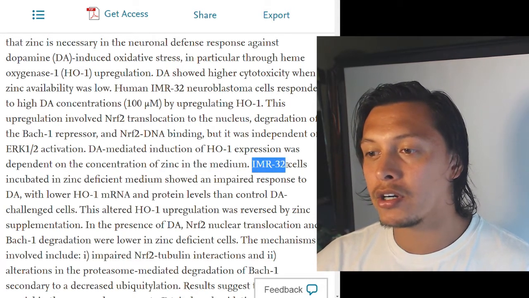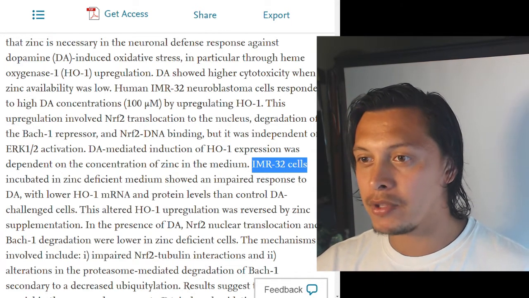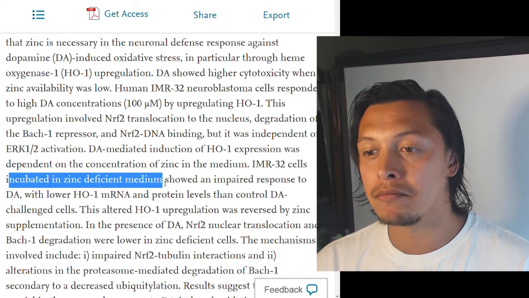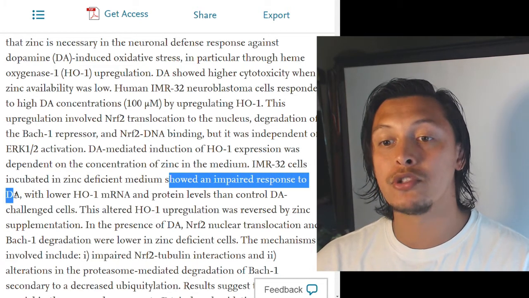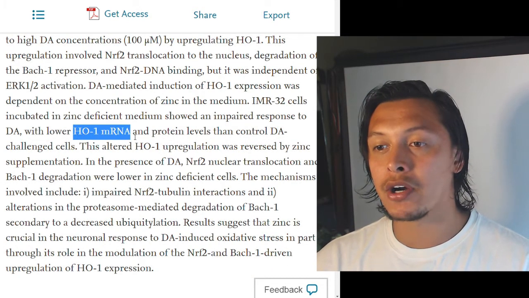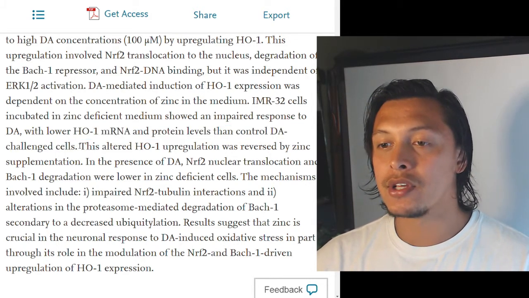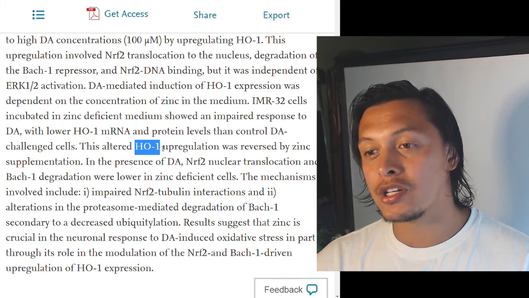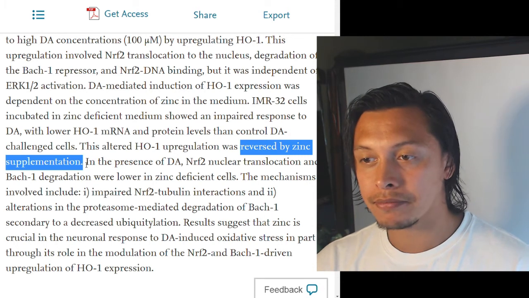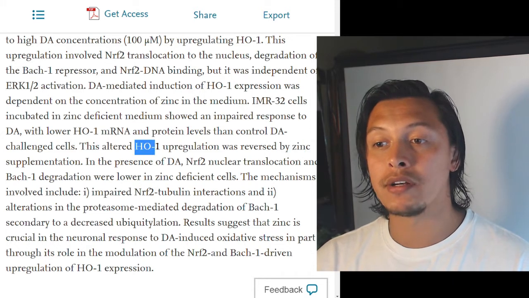So these IMR32 cells, these cancer cells, these neuroblastoma cells which are cultured, if they were incubated in zinc-deficient medium, showed an impaired response to dopamine, with lower heme oxygenase 1 mRNA and protein levels than control dopamine-challenged cells. This altered heme oxygenase 1 upregulation was reversed by zinc supplementation. Zinc is preventing HO1 from being downregulated.